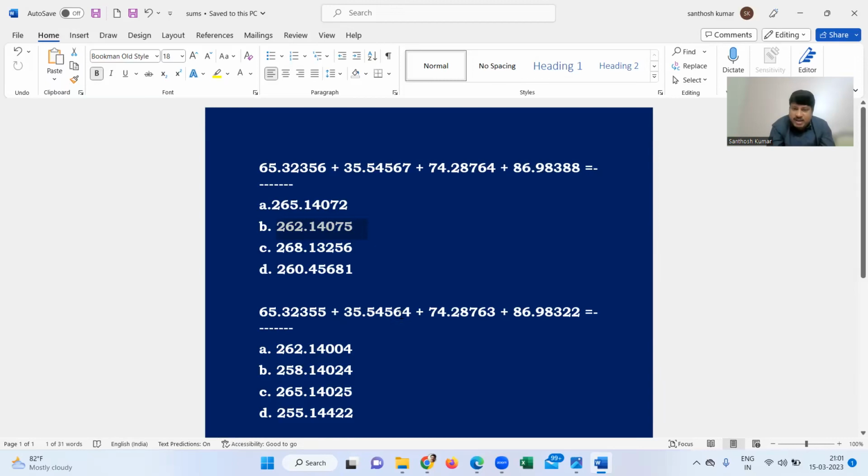6 plus 6, that is 12. 12 plus 6, that is 18. 18 plus 2, that is 20. So the next digit should be 0. 20 means the last digit is 0. So the next digit should be 0.